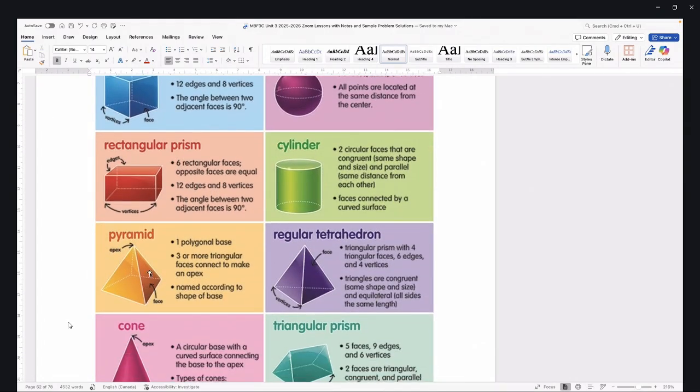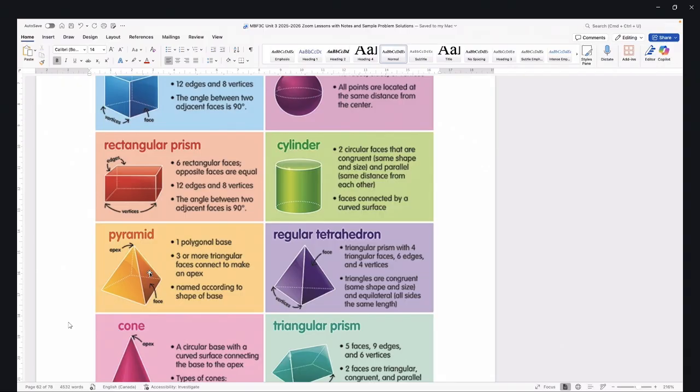Pyramid. We've all heard about the pyramids in Egypt. So a pyramid has a polygon base. Polygon means it could be anywhere from 3 sides, because it's got to have a minimum of 3 sides, otherwise it can't be a polygon. Because if it's only got 2 sides, it can't be closed. So a polygon is a closed figure. If you have a rectangle or a triangle, you're inside and you can't get out. If you were to draw a line, you can't get out. There's no break.